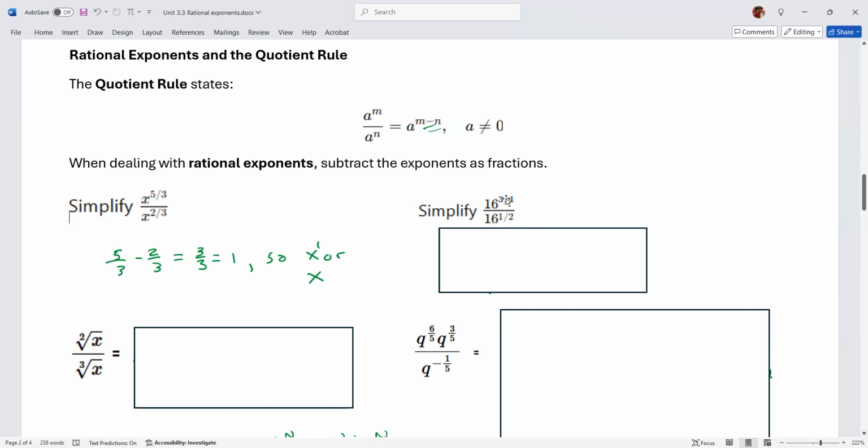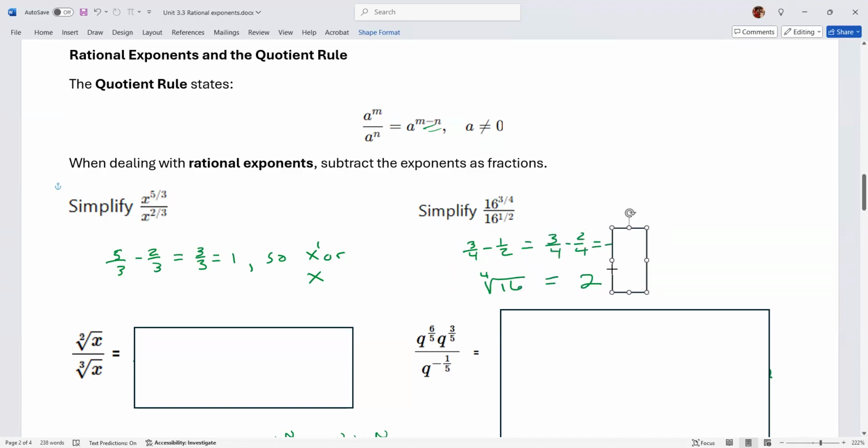Again, what am I going to do? I'm going to subtract 3/4 minus 1/2. I need a common denominator of 4. So there's the math problem I'm solving with the exponents. So that's going to be 3/4 minus 2/4, which is 1/4.